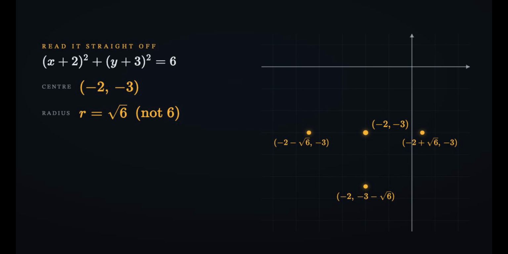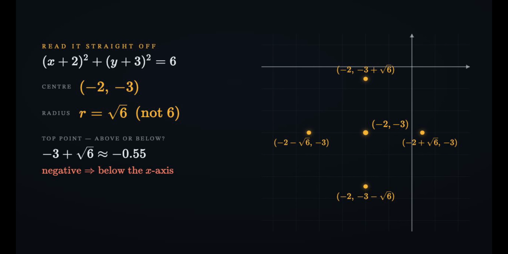Let's see where the top point of the circle goes first. That point would be (minus 2, minus 3 plus root 6). Now I'm not sure if that goes above or below the x-axis, so let's calculate minus 3 plus root 6 in my calculator. Okay, that is a negative value, about minus 0.55, so it goes below the x-axis. Alright, now we have 5 points on there and we're ready to draw a circle.